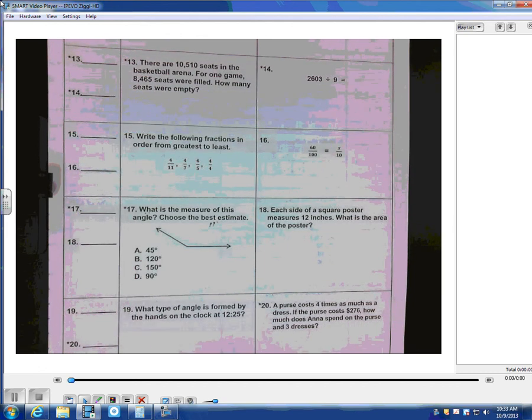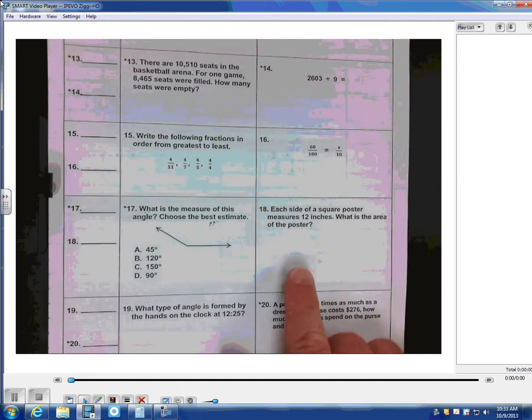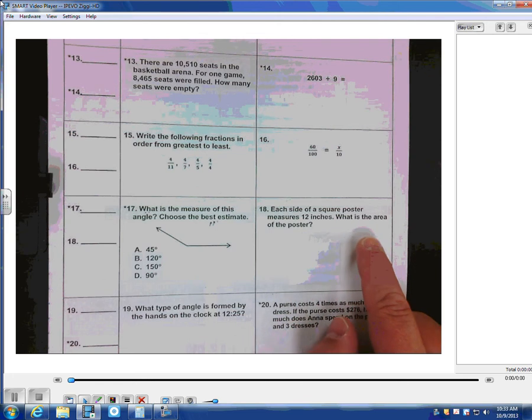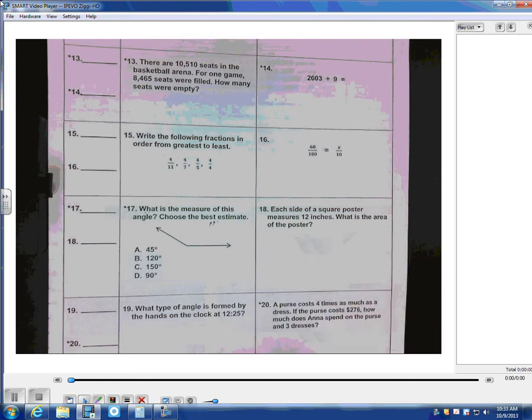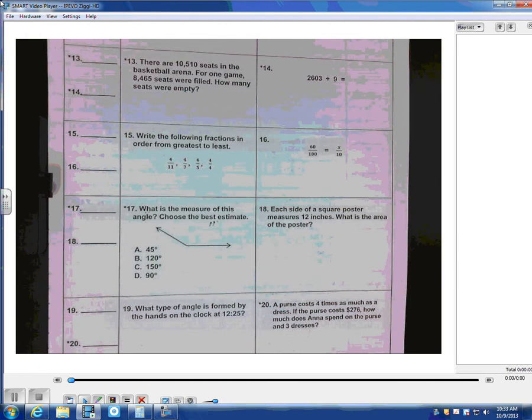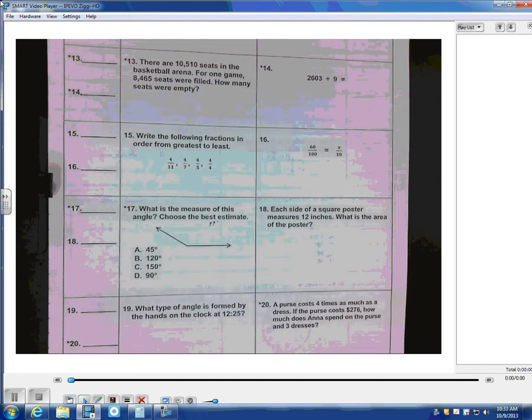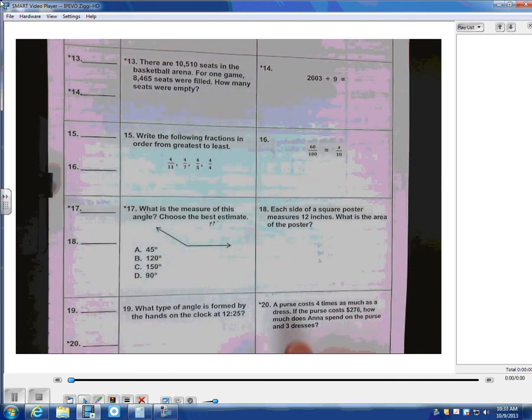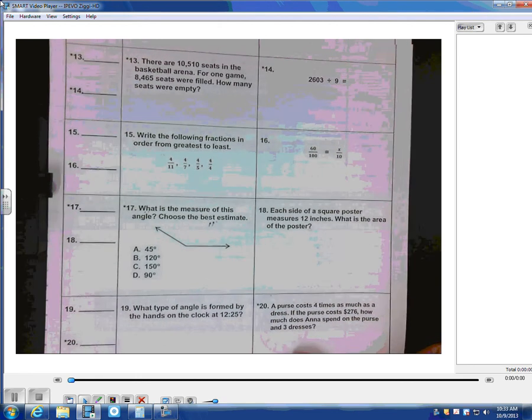The first one is number 18. It reads, each side of a square poster measures 12 inches. What is the area of the poster? Okay, so we're going to attack this one a little bit differently than we did number 8 on the front, because on this problem they want us to find the area. On the front side they gave us the area. So let's look at how we find area.